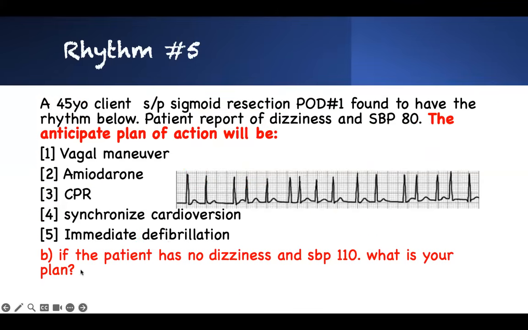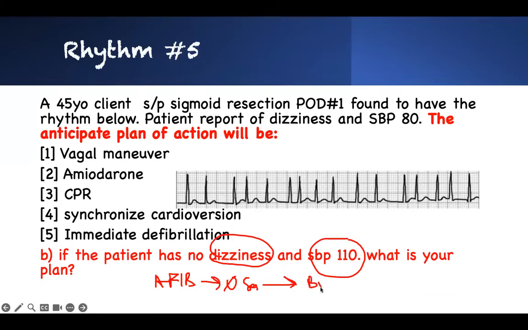Okay, and so I said, if the patient has no dizziness and his systolic blood pressure is now 110. So I have no dizziness and my systolic blood pressure is 110. What is your plan? So the same thing, atrial fibrillation, and the patient has no symptoms. You look fine. Yeah, for this patient, medication is good. So you can give them either a beta blocker, a calcium channel blocker, or amiodarone. Amiodarone is the drug of choice. So this patient is going to get amiodarone.